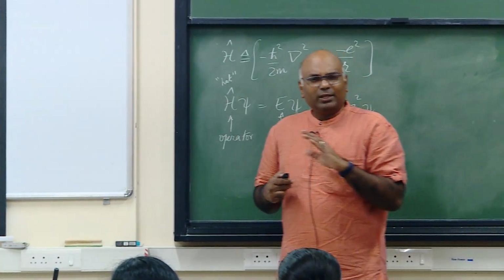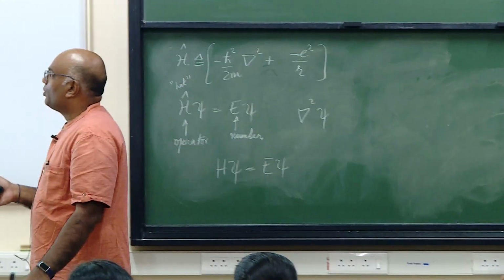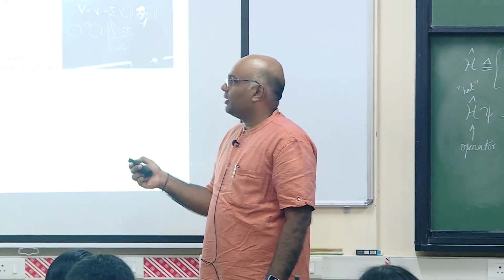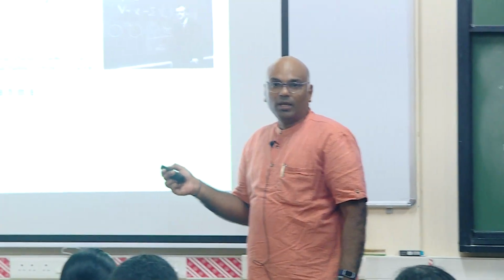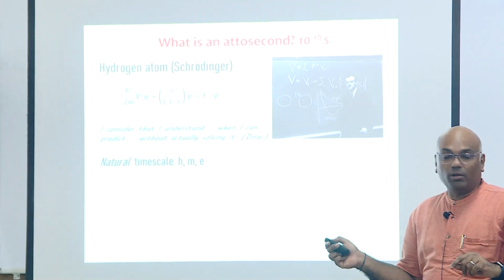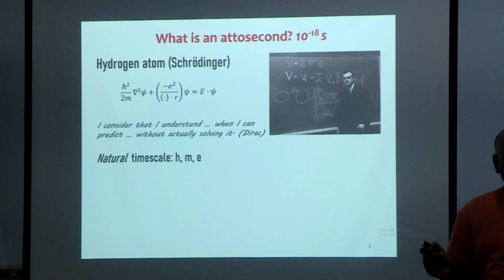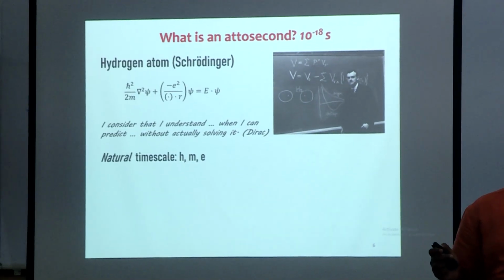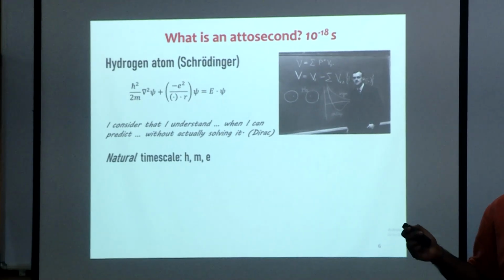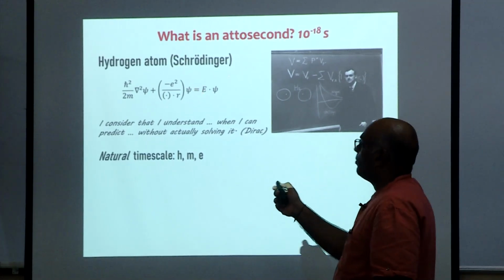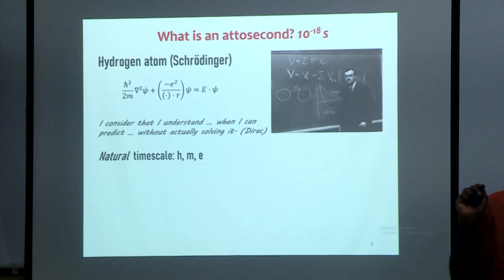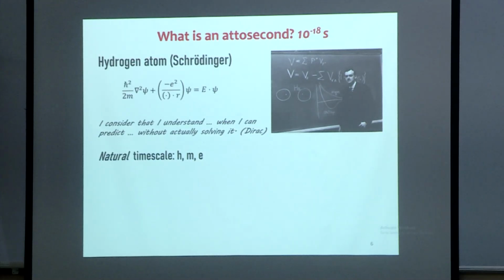I'm going to claim that you don't need to solve this problem. Just look at the constants in this equation. H bar, M is the mass of the electron, E is the charge of the electron. Psi is not yet known. I'm solving for psi. E is another quantity which I don't know. I need to solve for E.